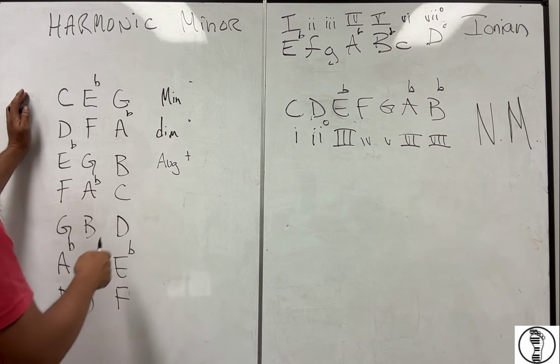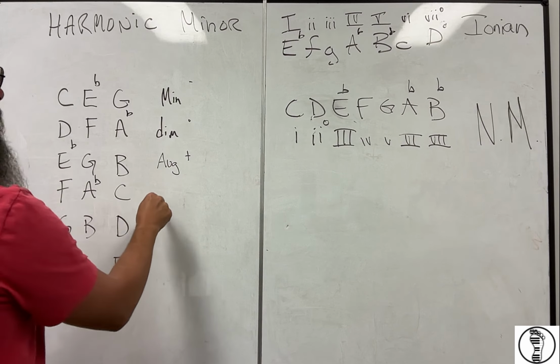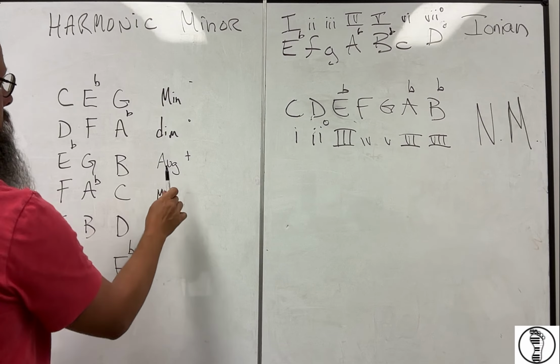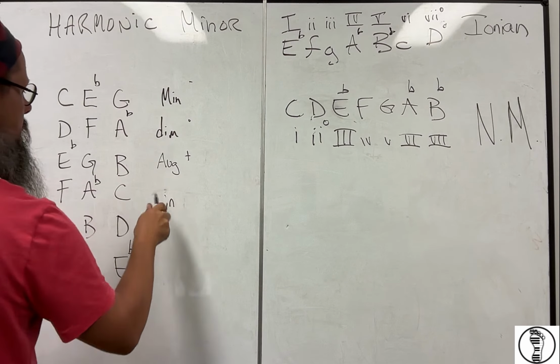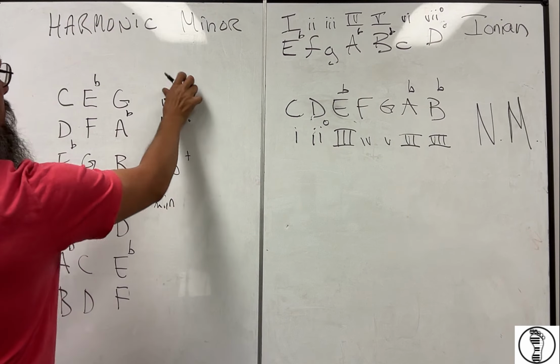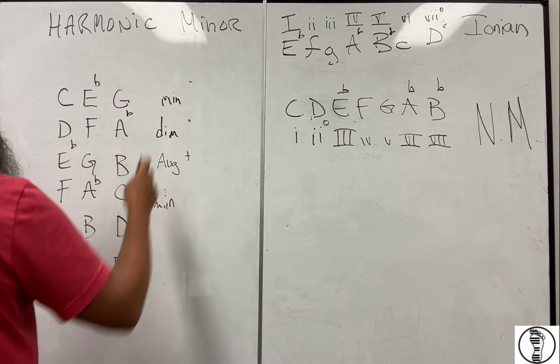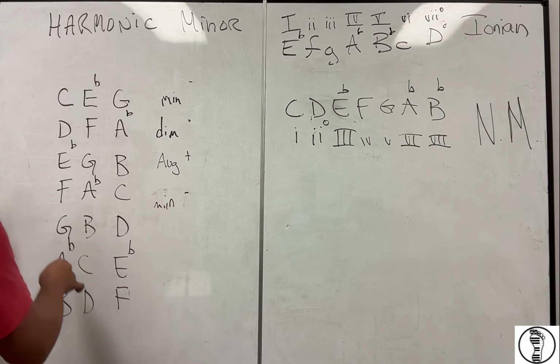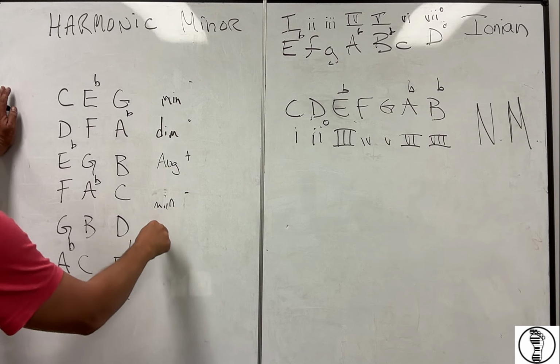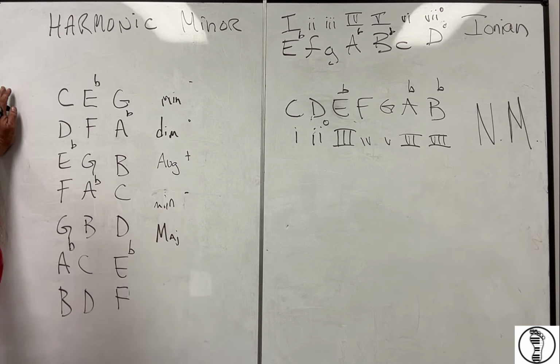And then here we have our unaffected minor, which I don't know why I'm writing with a capital M. Should be lowercase. And then G, B, D. This is where it really gets cool. It turns into that major. You got it.